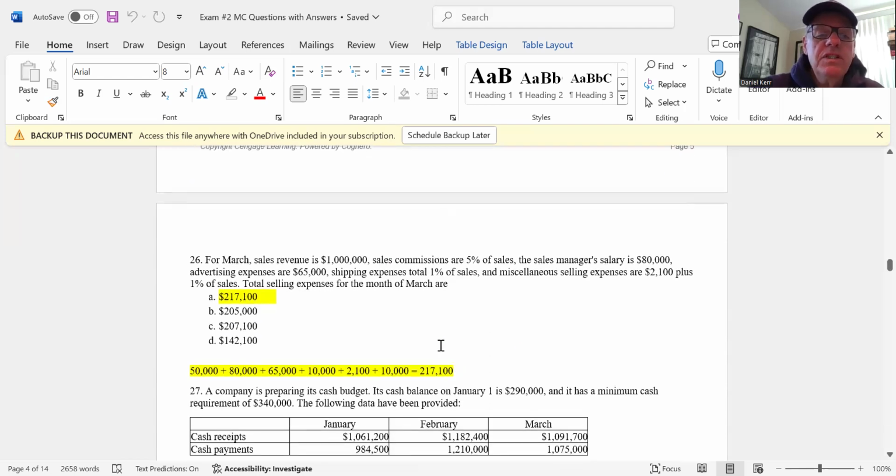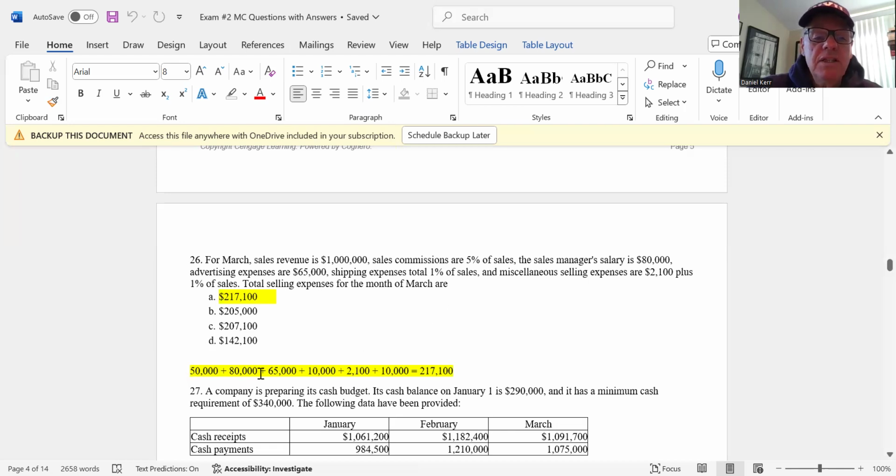Number 6, for March, sales revenue is this amount, sales commission is this amount, salaries is this amount, advertising is this amount, and selling expenses are 1% of sales, and miscellaneous selling expenses are $2,100 plus 1% of sales. The total selling expenses for March are, well, you've got to take all of those things. So the total selling expenses for March, 5% of sales, so sales are 1 million, that gives you 50,000.